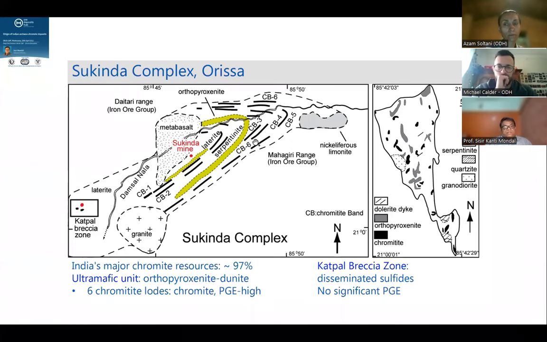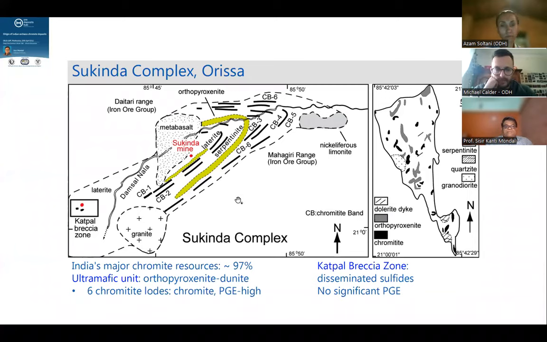The whole complex is folded, and these massive chromitite bodies, along with the host rocks, are capped by a thick laterite unit, which is nearly 40 meters thick. So the whole complex is extensively weathered and lateritized, and you have a similar kind of breccia zone at the southwestern part of the complex, where there are some disseminated sulfides and platinum group minerals already reported, but the PGE concentration is not so significant as in the Nuasahi igneous complex.